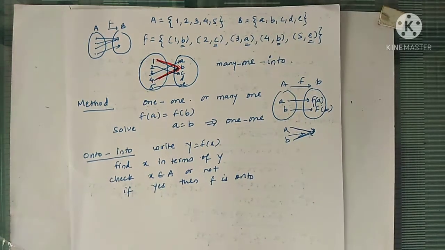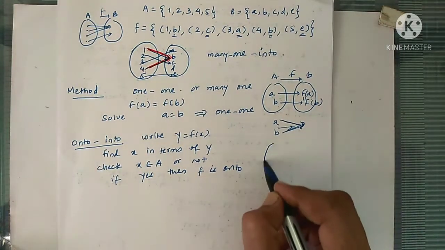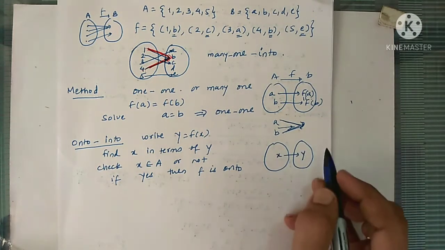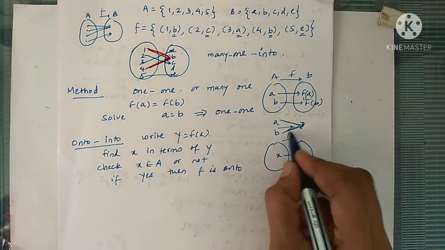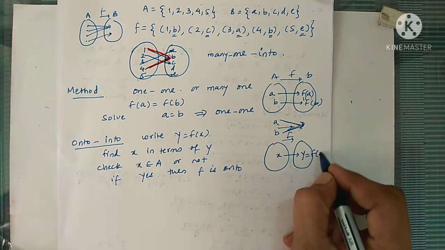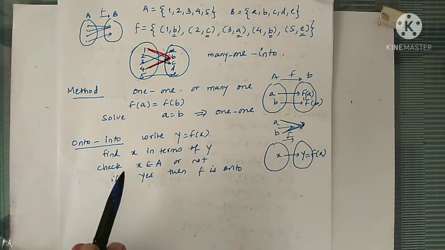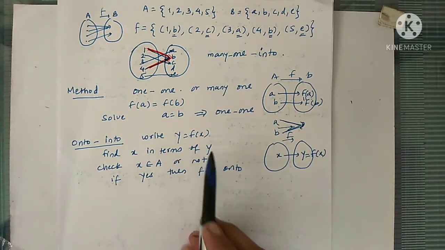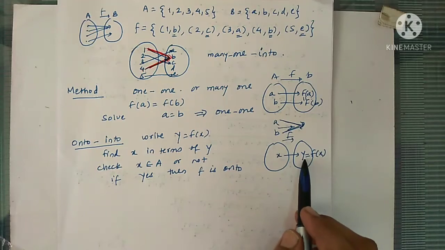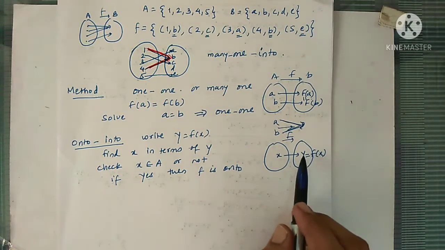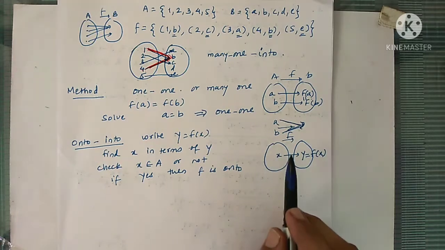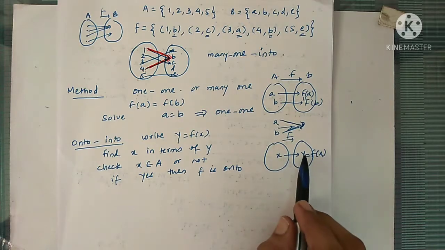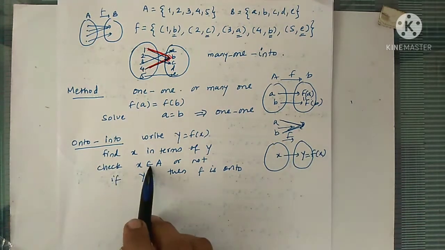Again, let's study why the method is like this. What we are considering is an arrow from x to y. But what is y? y is the image of x under f. So y equals f(x). That's why we have written y equal to f(x). And by solving, we are writing x in terms of y. That means we are starting with this y and finding the value of x in terms of y. That means we are finding the pre-image of y in A.